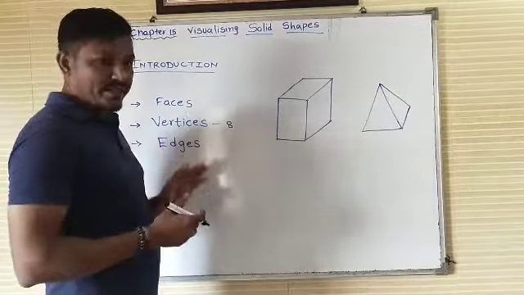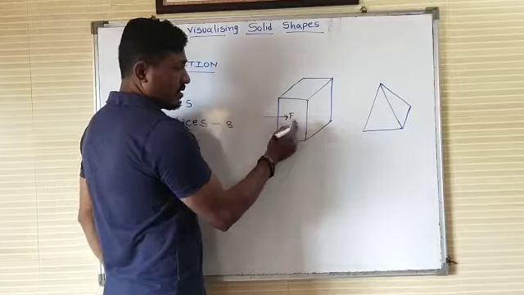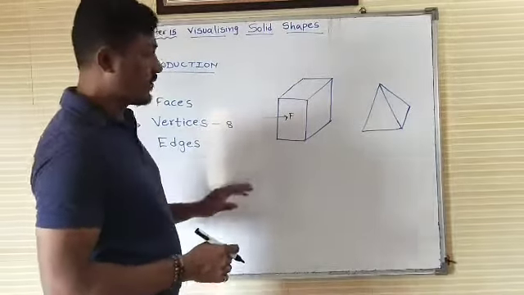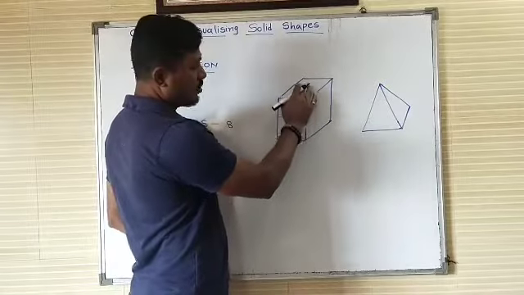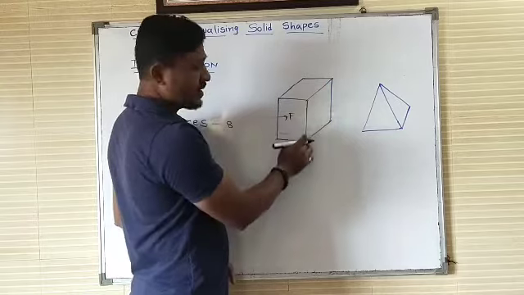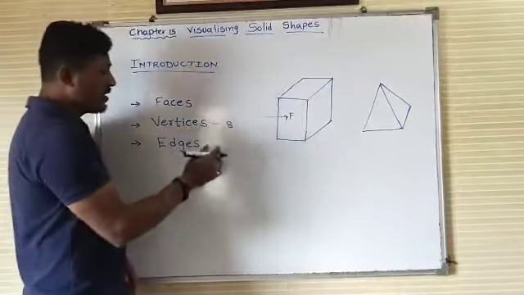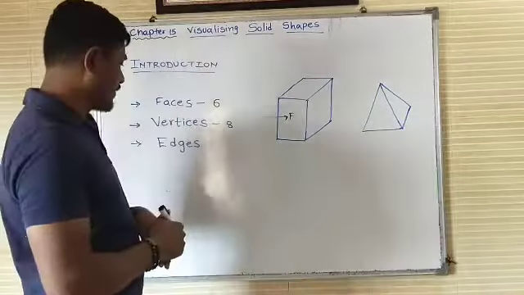Now the faces. Faces means these flat surfaces. It is made up of 6 such surfaces. Means if we see the standing 4 walls, top and bottom. Standing 4 walls, top face and bottom surface, including all, it has 6 such surfaces.